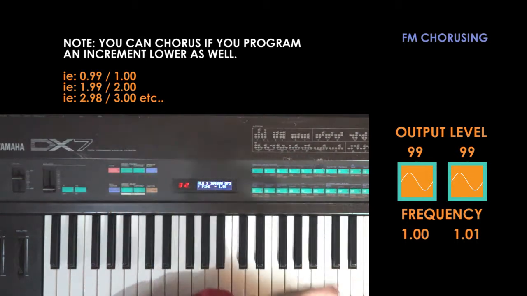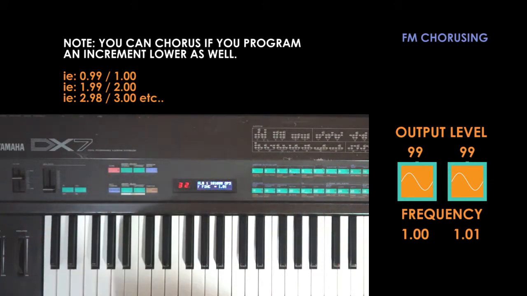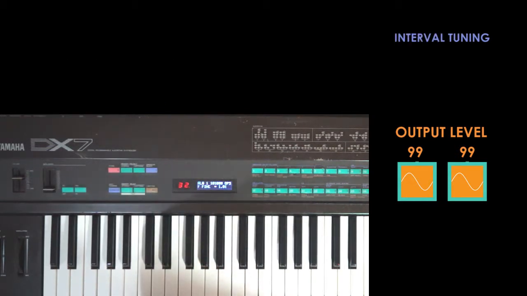So that's the first one. That is a trick you can use on any patch with any 2 carrier combinations, so long as they share the same coarse frequency. You just change the fine frequency by 1 increment, and this will occur. The next one is interval tuning.